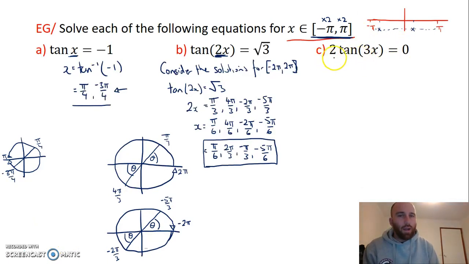Okay, so 2 tan of 3x. So on this occasion, we've got the 3 of x. Over here we were multiplying every single value by 2. We're going to do something very similar. We're just going to multiply our domain by 3.